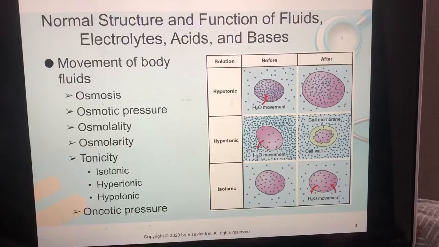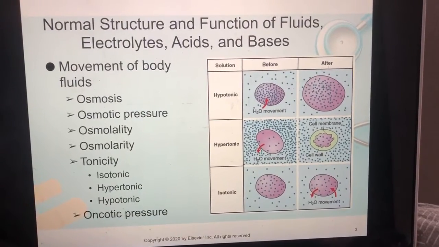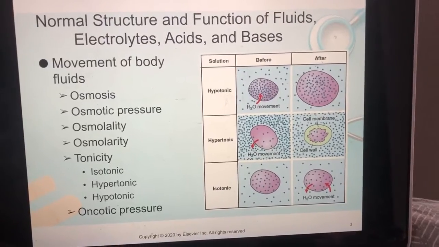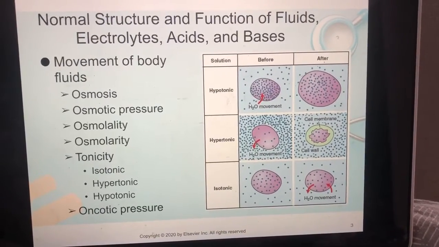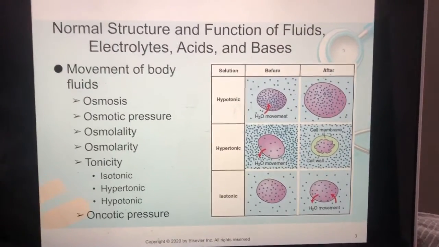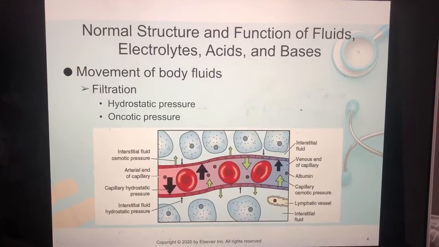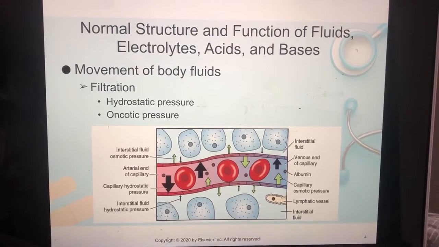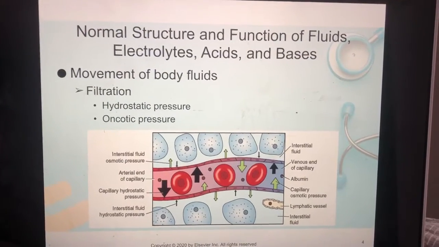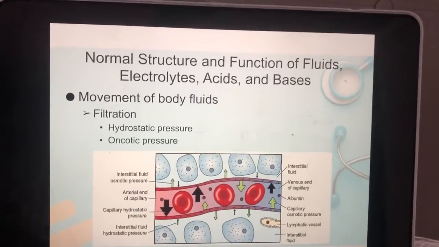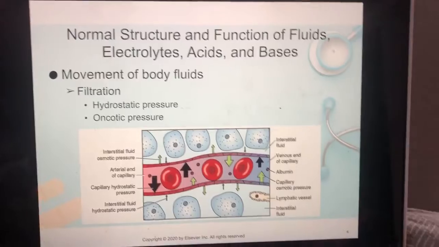So you can see from the chart on the right that if something is hypotonic, there's a less concentrated solution outside of the cell. Hypertonic is more concentrated outside of the cell, and isotonic is similar inside and outside. Filtration consists of hydrostatic pressure and oncotic pressure. So again, hydrostatic is the force of water pushing out of the cells, and oncotic is that protein pressure that keeps fluid inside the cells.